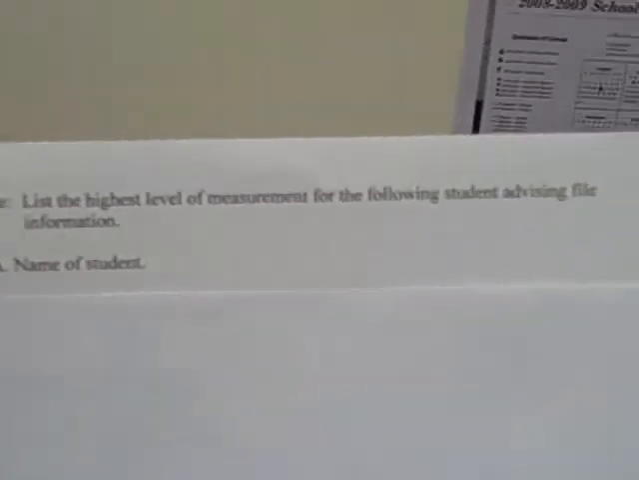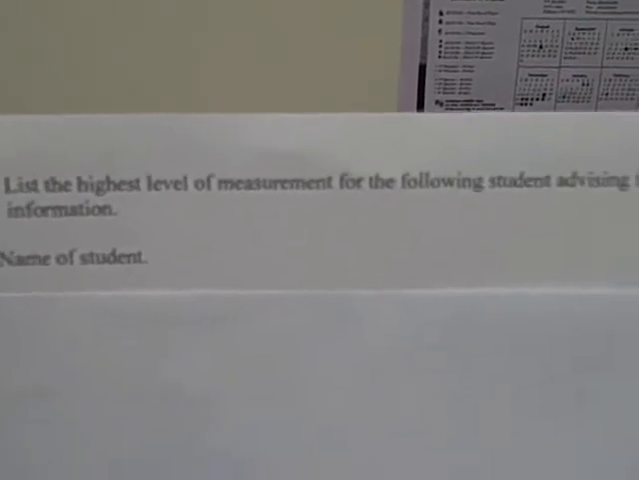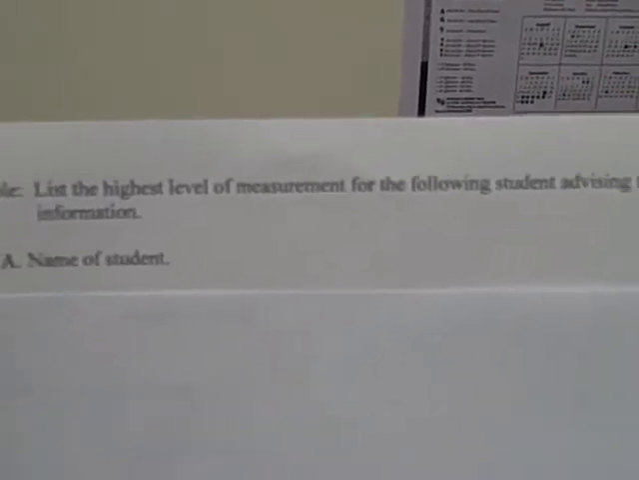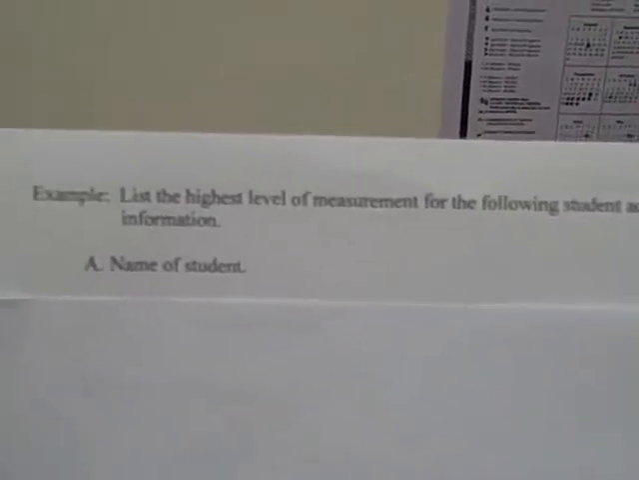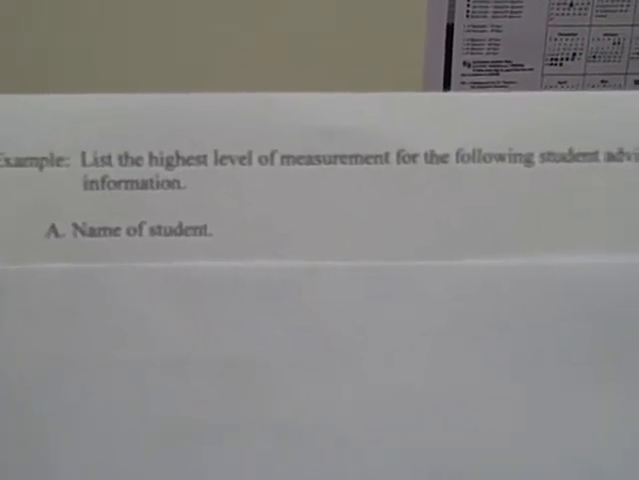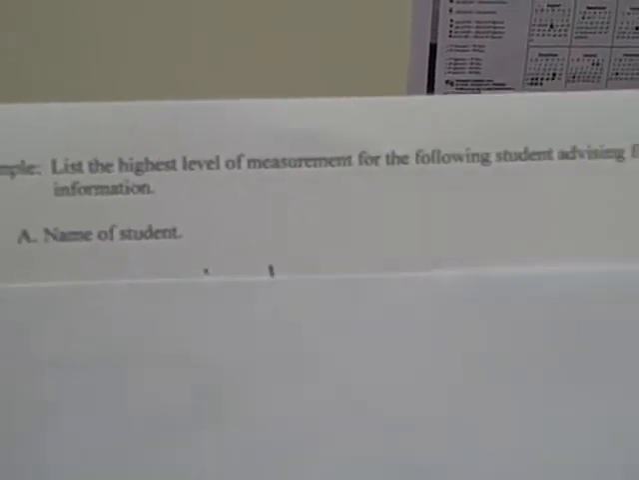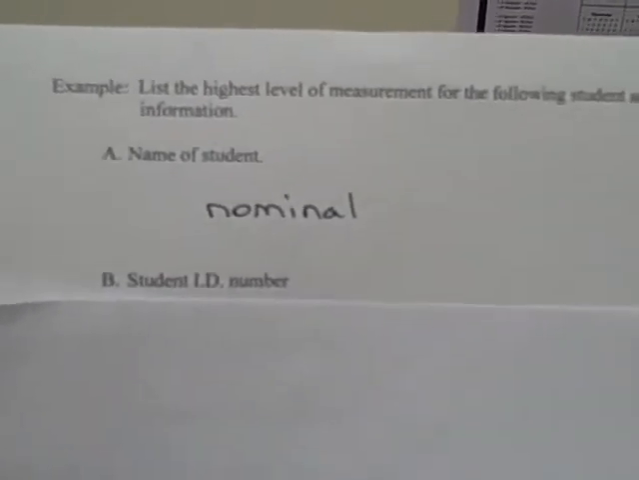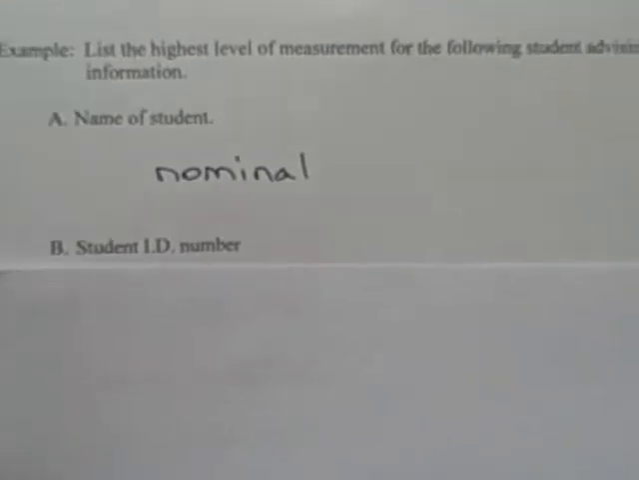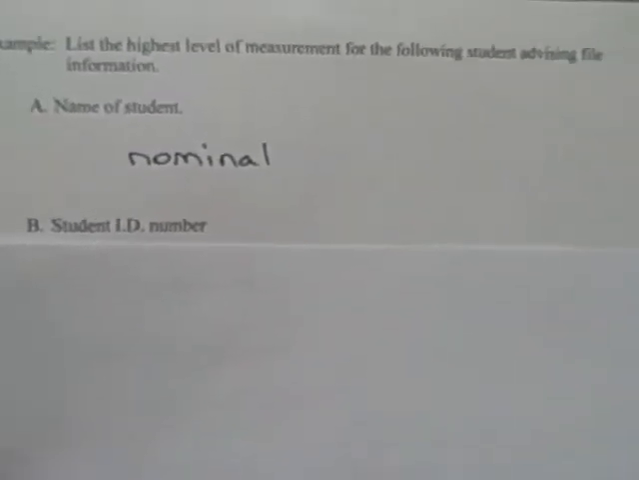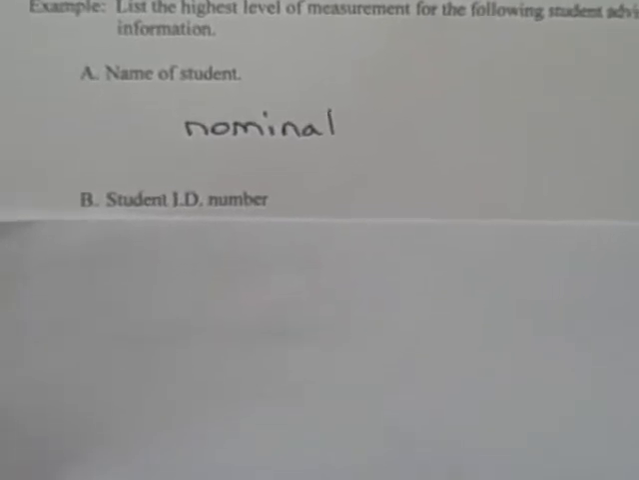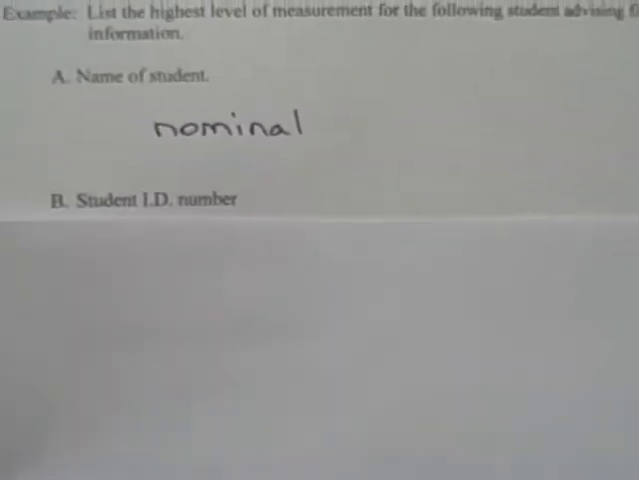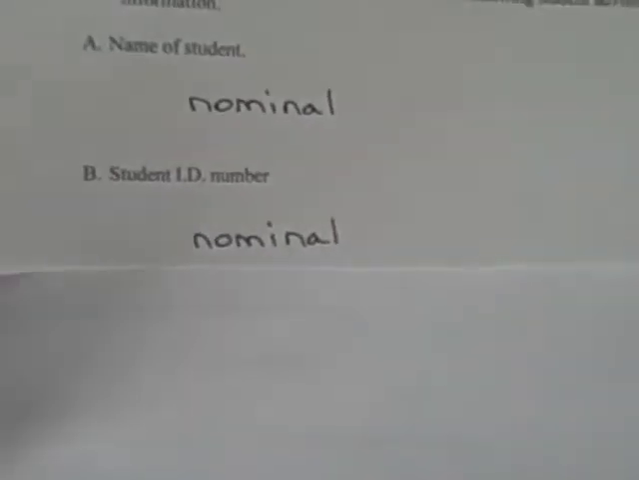All right, last examples for this section. List the highest level of measurement for the following student advising final information. Name of a student. There is absolutely no math that you can do with a name, so that is nominal. Student ID number. Guys, again, this is just another way to name you. Your ID number is exactly the same as a name. Granted, you could put ID numbers in order, but why? It would make absolutely no sense. So a student ID number is simply a name, so it is also nominal.